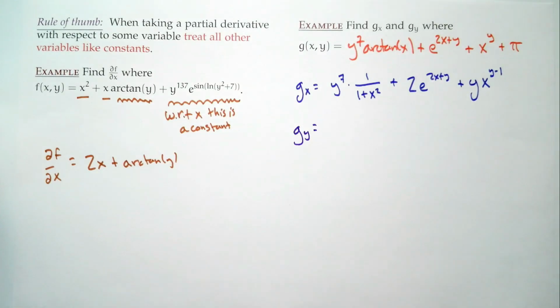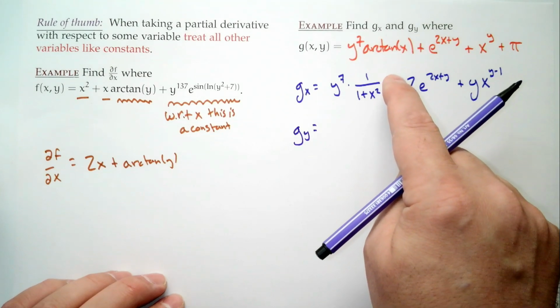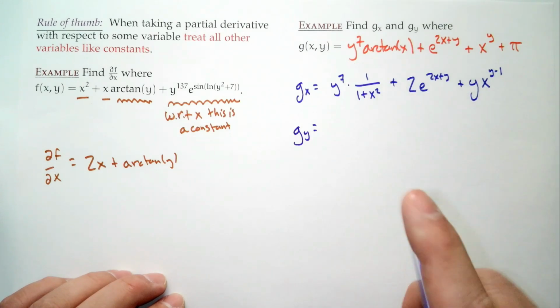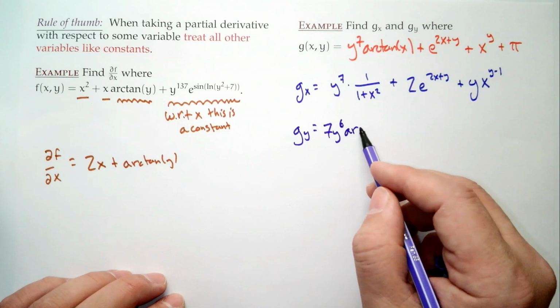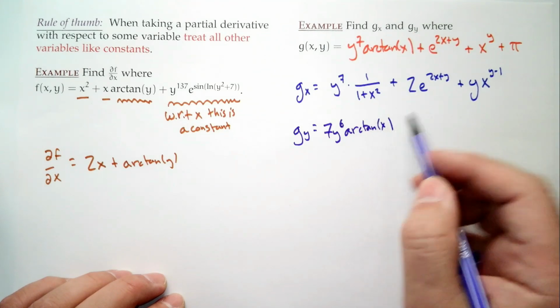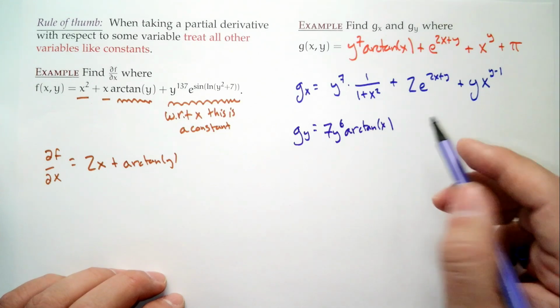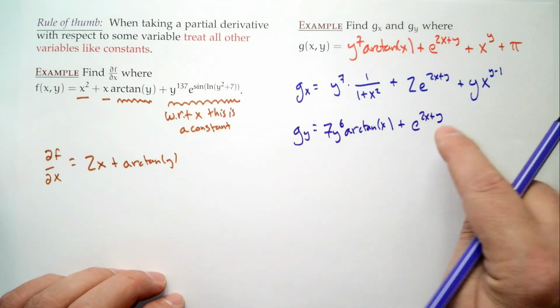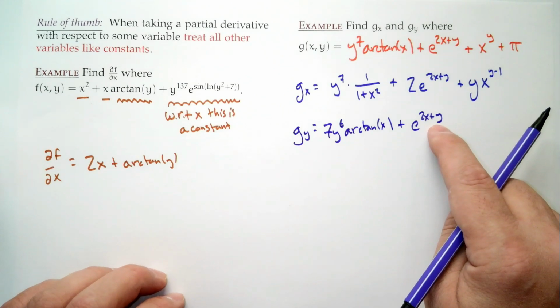g sub y. Well, now we come to the first term. What's going to be the part that changes? The y to the 7th. The arctangent of x is a constant. All right, what's the derivative of y to the 7th? 7y to the 6th, times arctangent of x. How about the derivative of e to the power 2x plus y? So it'll be e to the 2x plus y. And here, when we apply the chain rule, the derivative of 2x plus y with respect to y is 1.